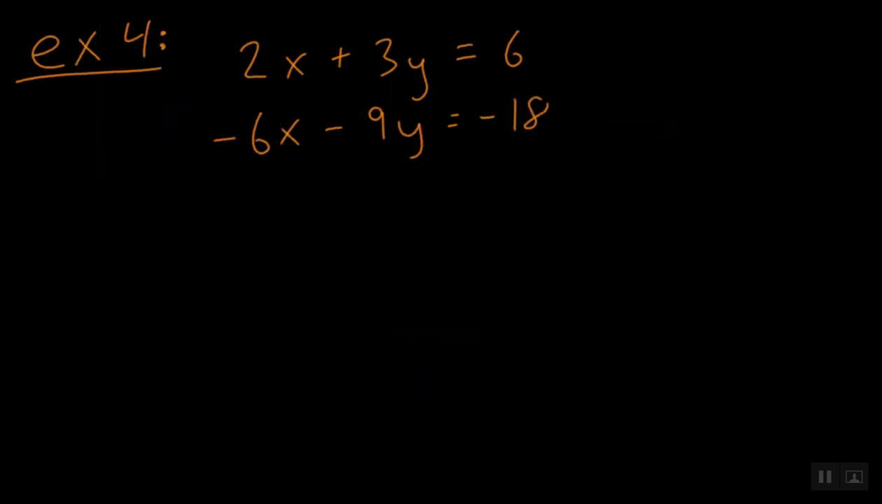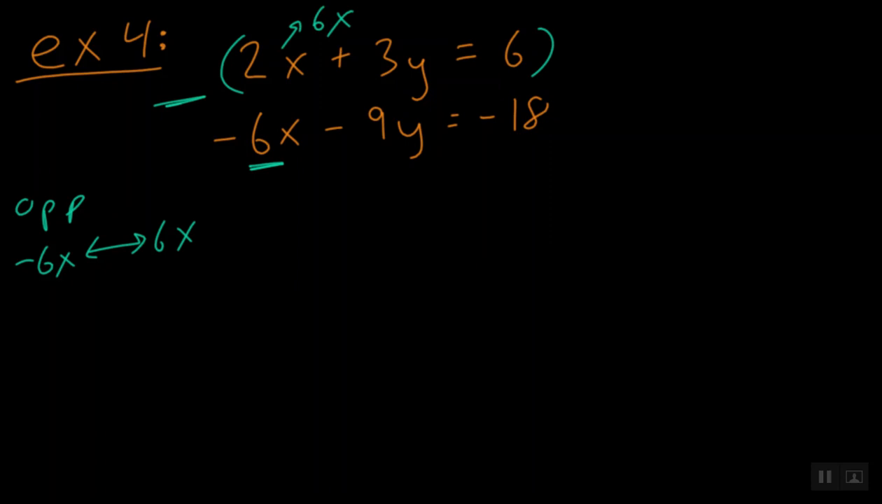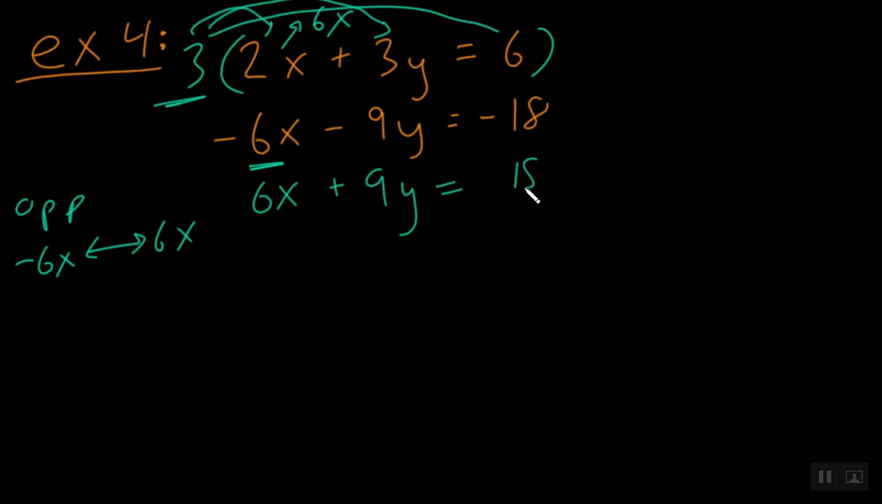Okay, in example 4, we have 2x plus 3y equals 6, and we have negative 6x minus 9y is equal to negative 18. So let's start using our same thought process. What would it take to get rid of or eliminate a negative 6x? Well, the opposite of negative 6x is, in fact, positive 6x. So my question for you would be, 2 times what number could get me to a positive 6x? I could do 2 times 3. Yeah, that'll work. So 3 times 2x is positive 6x, and 3 times 3y is positive 9y, and 3 times 6 is actually positive 18.